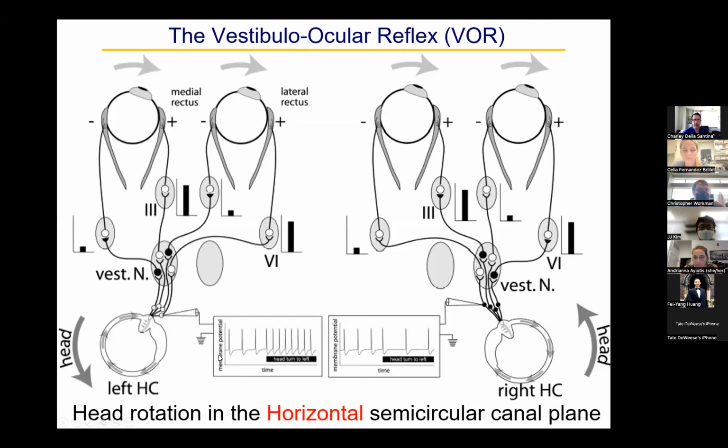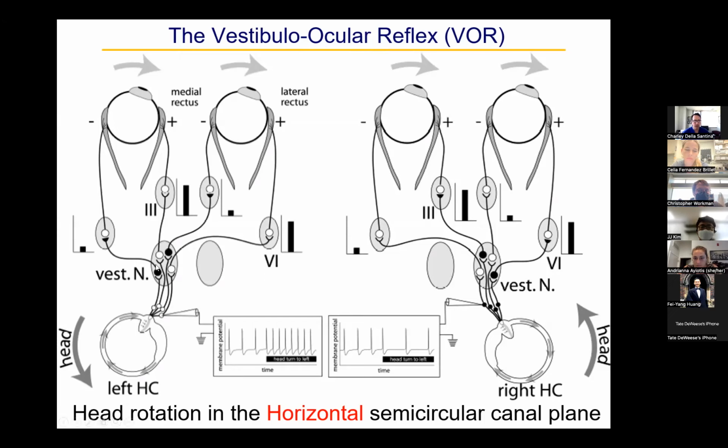Here's the wiring diagram. It's been known for probably 100 years. If I turn my head quickly to the left, the fluid in my left horizontal canal pushes on that cupula and bends the hair cells. You see a sudden increase in the firing rate of vestibular primary afferent neurons.